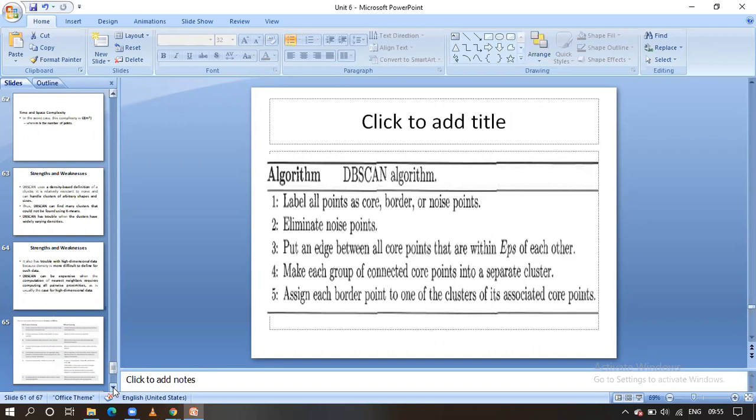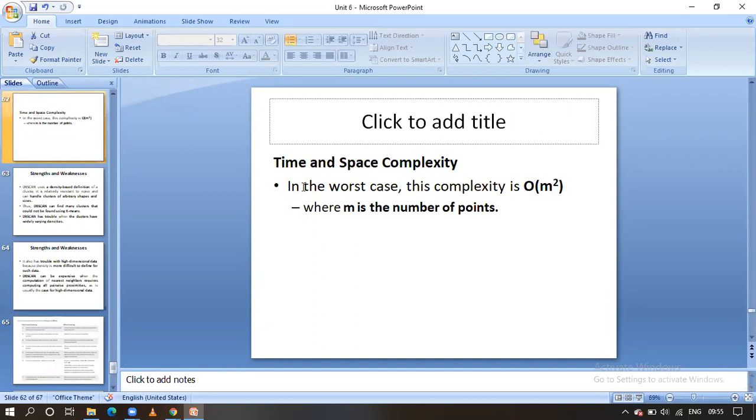Okay, let us see the time and space complexity of DBSCAN, guys. The worst case complexity is order of m squared, guys. Here m is the number of points.